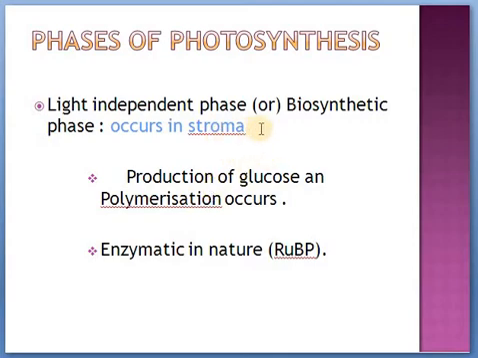Okay, so that is what stroma. So the dark phase occurs in stroma. Where does the light phase occur? On the grana membrane or thylakoid membrane, where chlorophyll is present. And the light independent phase occurs in stroma.